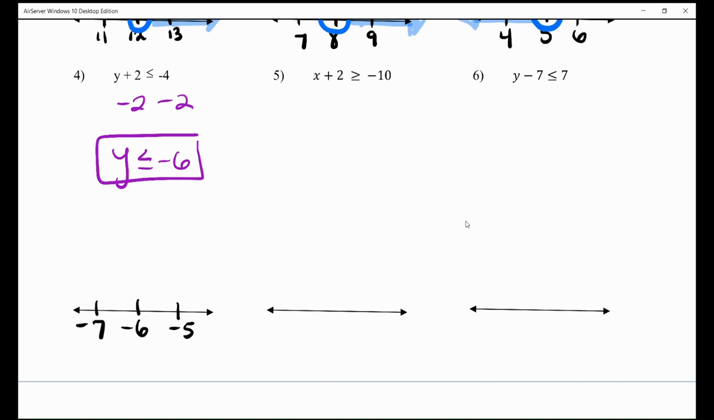Now this time, we're talking about negative 6, and it's y is less than or equal to negative 6, which means negative 6 is part of the possible solutions. So we want that to be a closed circle. We want that number to be shaded because negative 6 is a solution for this variable. And it's all numbers less than or equal to negative 6, so we're going to shade to the left. Remember, use that arrow to show you which way to shade.